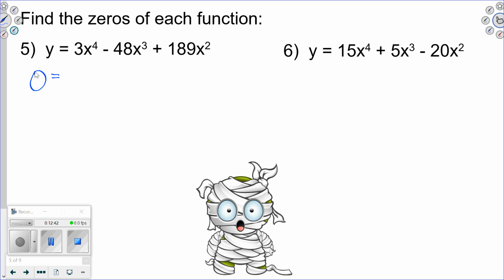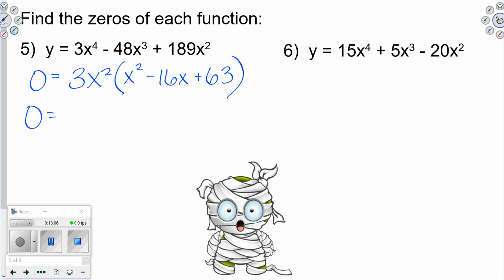There it is. 3x squared. Don't forget those variables. All right, so take out 3x squared. We're left with x squared minus 16x plus, what was that, 63? Whew, Monday morning. Mental math is hard on a Monday morning. But look how much nicer those numbers look taking out that GCF. Much more doable. So 3x squared, break that down.